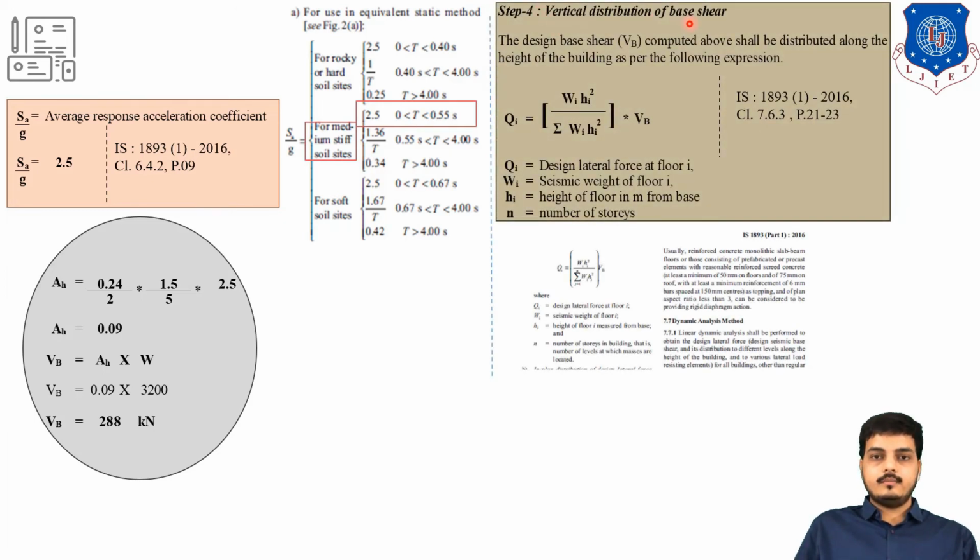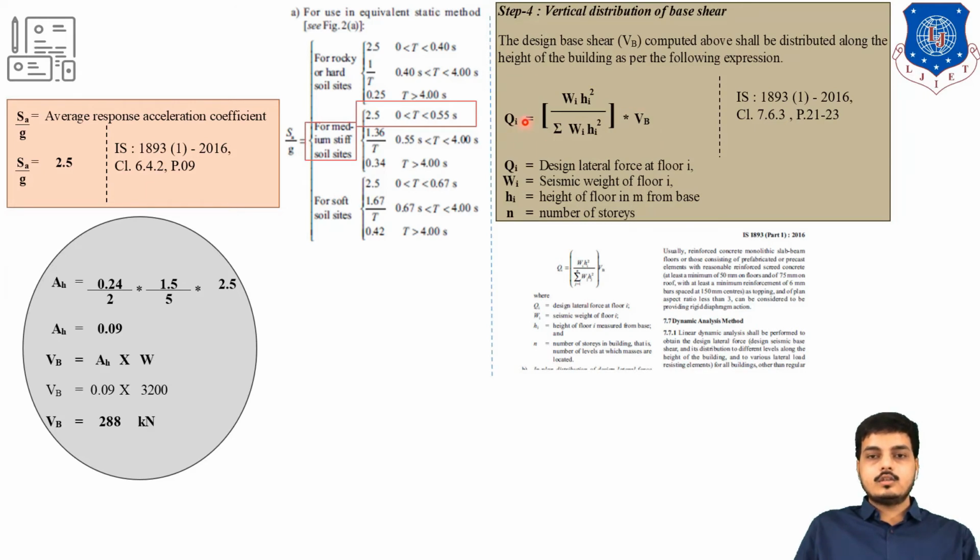So, vertical distribution of base shear. The design base shear VB computed above shall be distributed along the height as per the following expression. This is the equation which we will be using. It's very easy, not hard. It is given in IS 1893 Part 1:2016, clause 7.6.3, page number 21-23. On page 21 the clause has been mentioned and on page 23 the equation has been mentioned. So I have put here the photograph of the equation given on page number 23.